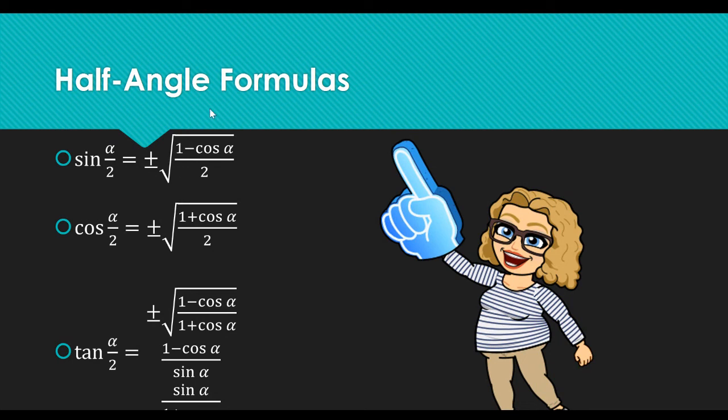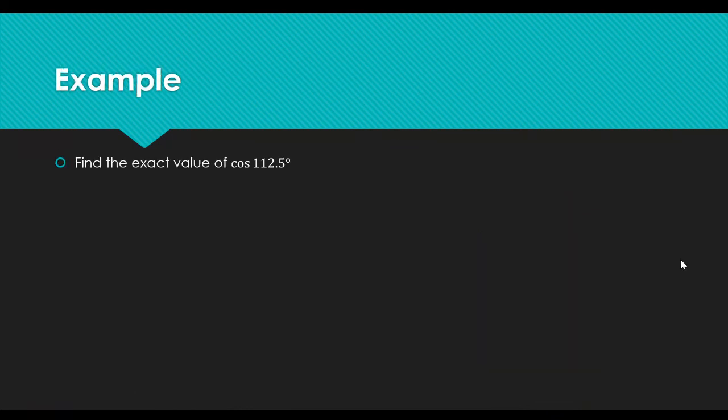You could do these two things over each other, or you can do without the square root. Usually these two are easier. You have to kind of choose which one makes more sense. 1 minus cosine over sine, or sine over 1 plus cosine.